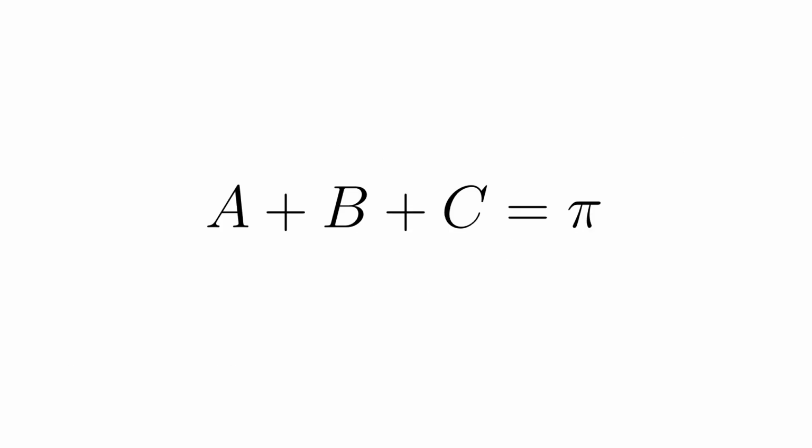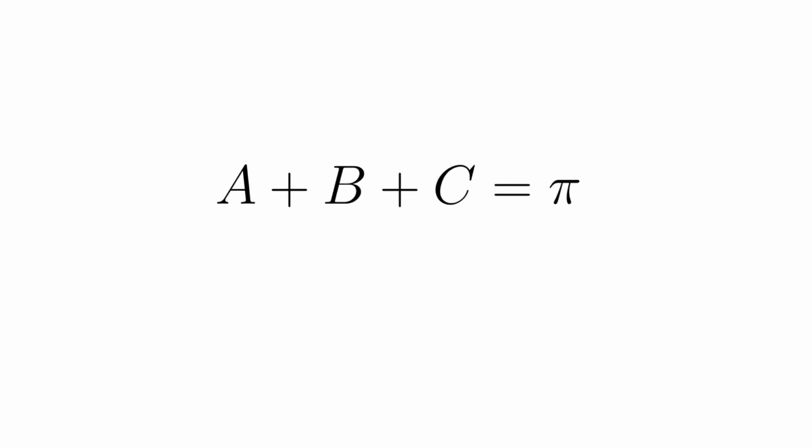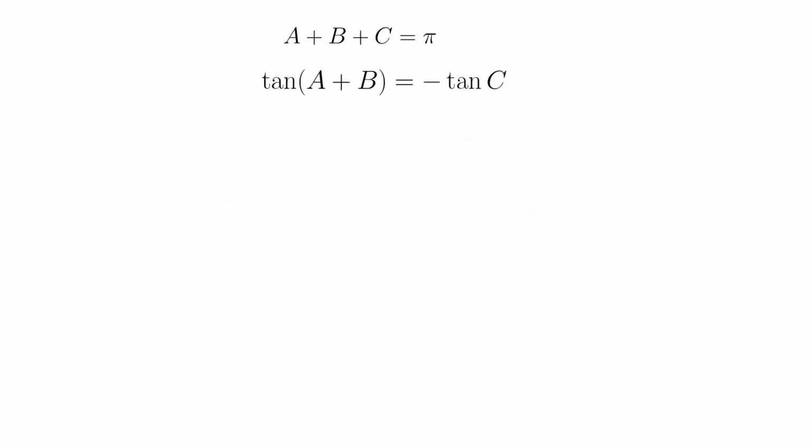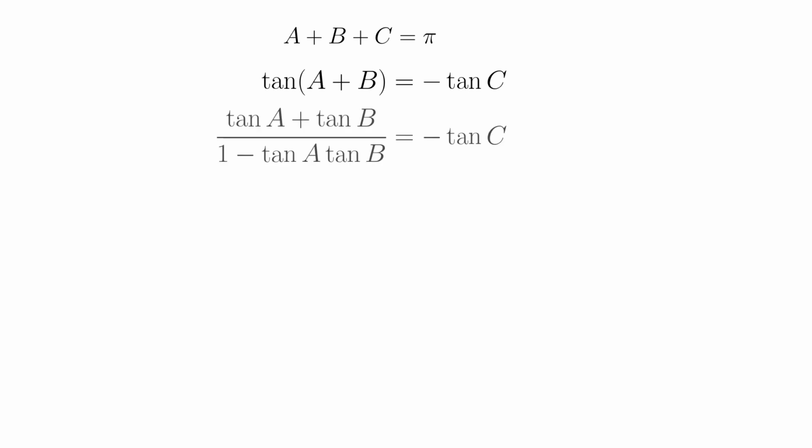Before moving on, from a basic property of triangles, something all of you must know: the sum of angles of a triangle is 180 degrees, or pi radians, as written on the screen. Now let's move C to the other side, and take tan on both sides. Then we end up getting tan of A plus B as (tan A plus tan B) over (1 minus tan A tan B), and that equals negative tan C.